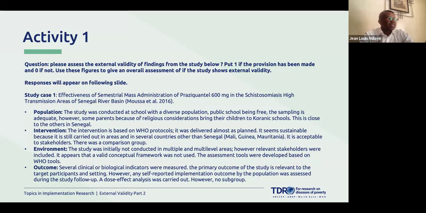These are really how we can assess the external validity, and the other activities. I will ask you to assess this by putting 1 if the provision has been made and 0 if not. So using the figure we discussed already, these are the different characteristics of the population. These are the different characteristics of the intervention. These are the different characteristics of the environment, and these are the different characteristics of the outcomes.